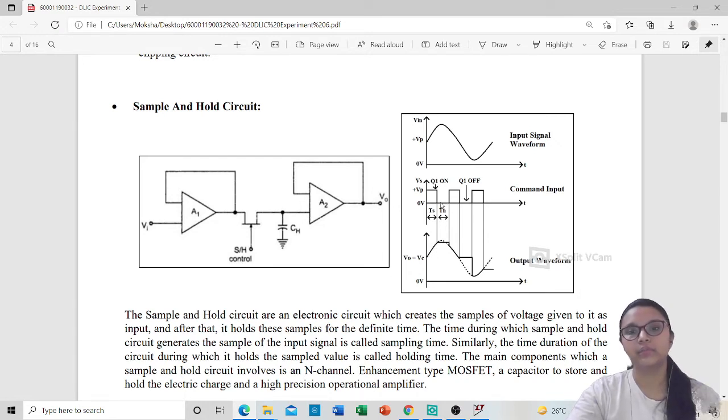Now, whenever the pulse is low, that is the voltage is 0, the switch is open circuited and the capacitor does not have a path to discharge, since it is a high resistance path. So the capacitor will hold whatever value it has gained, and the same thing will be shown at the output until it holds that value. The time that it holds is called the holding time, and it will hold until another high pulse comes in. As another high pulse comes in, again the input gets tracked.